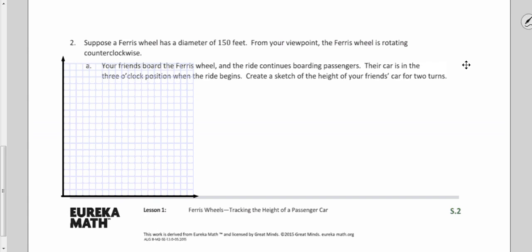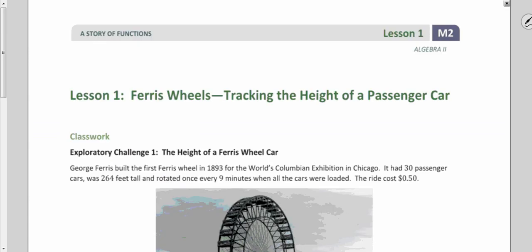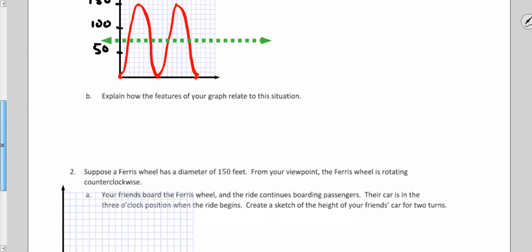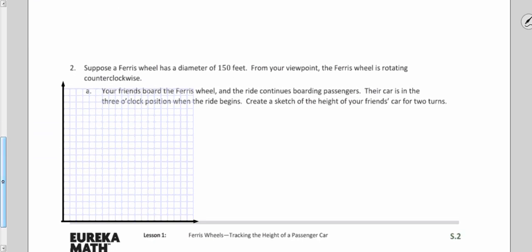Now, remember, how did we do this yesterday? Each square was 10 feet. And we did 8 squares per turn. So we're going to do that again. 1, 2, 3, 4, 5, 6, 7, 8. 1, 2, 3, 4, 5, 6, 7, 8.